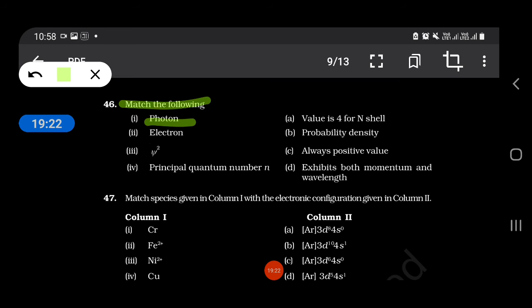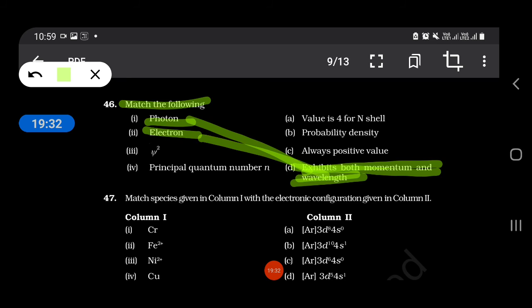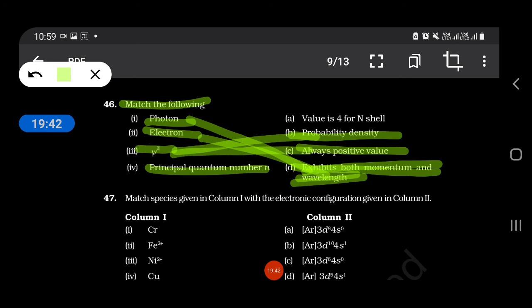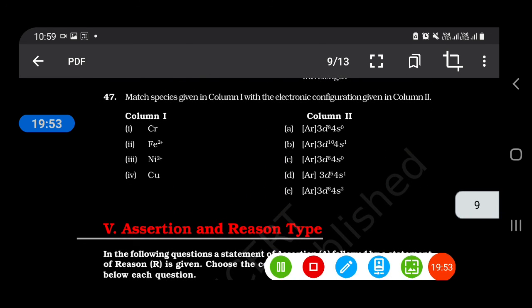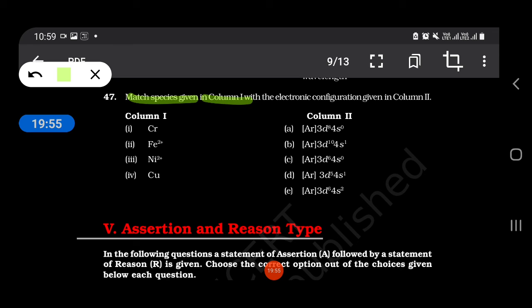Match the following. Photon exhibits both momentum and wavelength. Electron exhibits both momentum and wavelength. Psi squared is probability density and always a positive value. And principal quantum number n has a value of 4 for N shell and is always a positive value. Match the species in column 1 with the electronic configuration given in column 2.